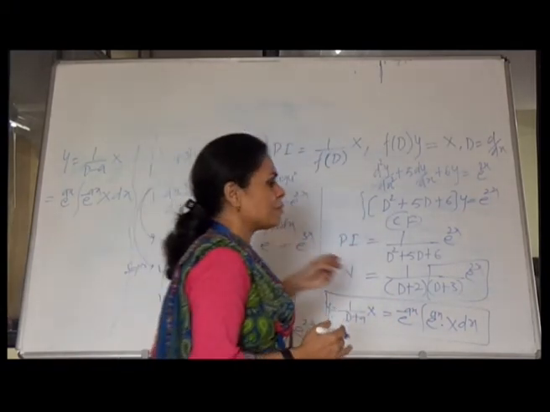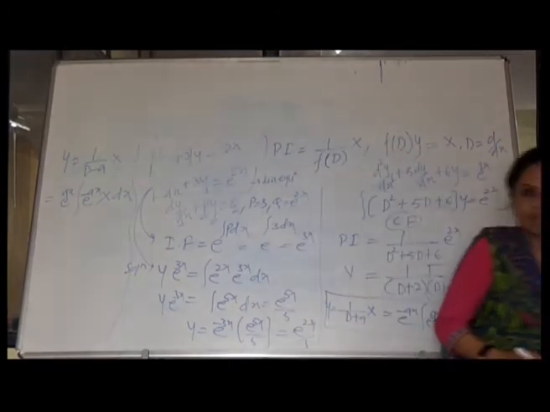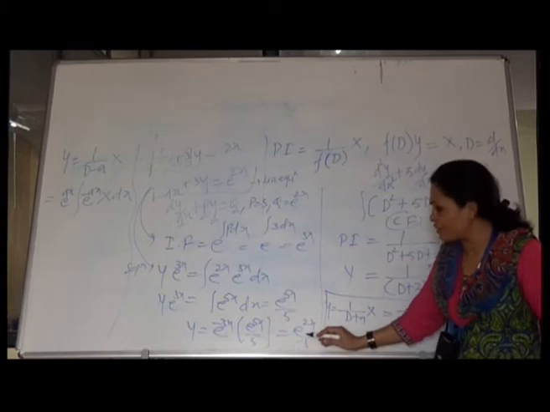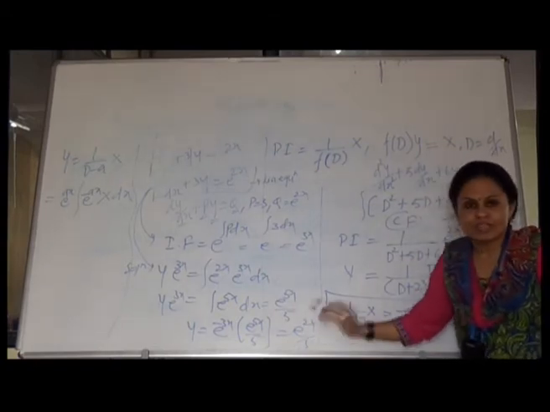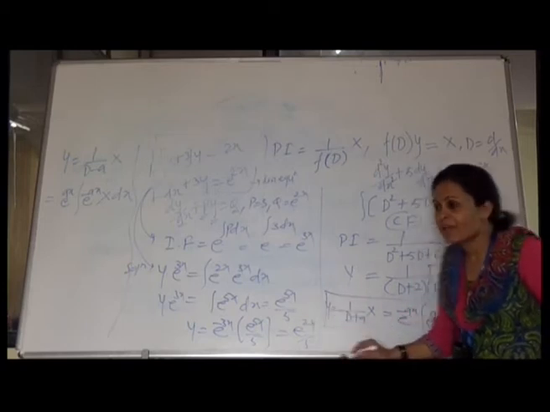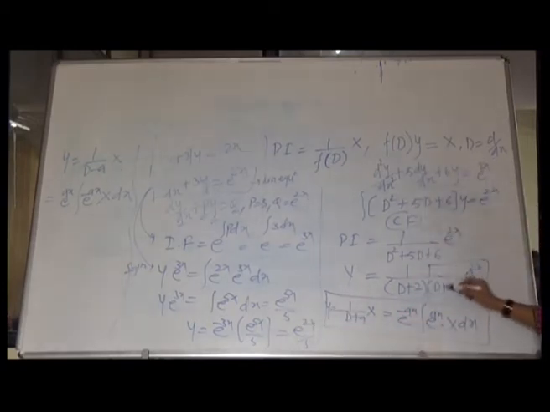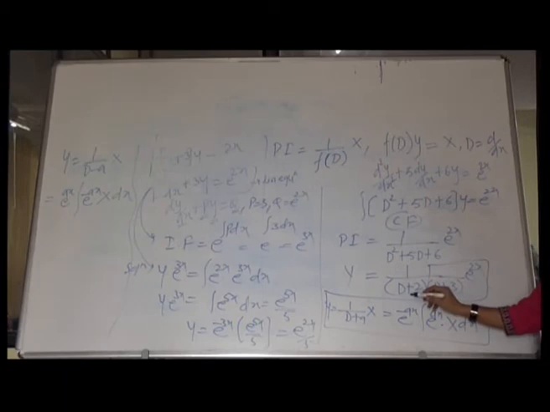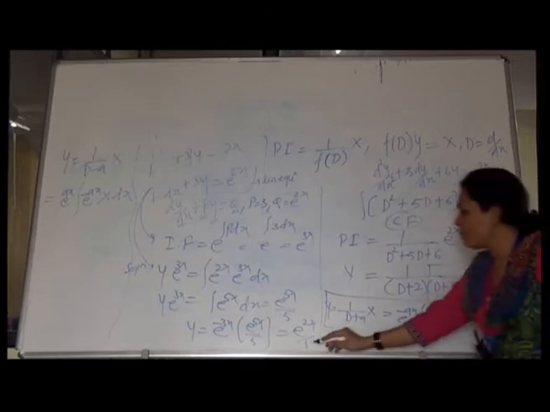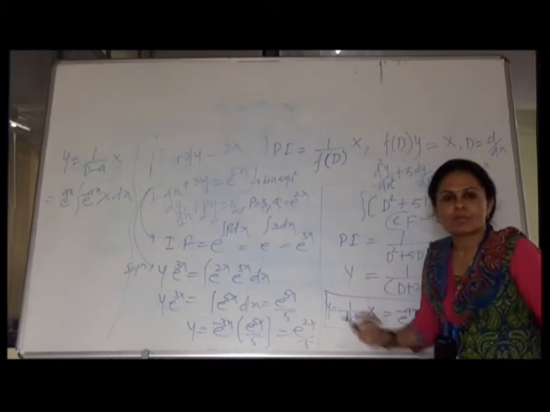Can I complete this problem using this formula? I already got one of the results. The first answer for PI that you are getting is e raised to 2x upon 5. Now, where I am going to substitute this e raised to 2x upon 5 is this particular part, where one more operator is still there, which is 1 upon D plus 2. And what is that new capital X that you are getting? That is this answer, e raised to 2x upon 5.